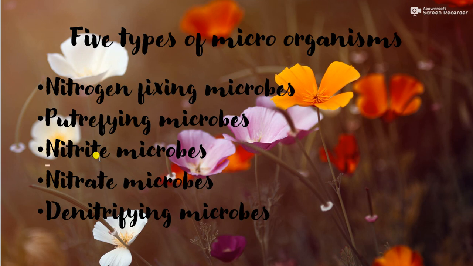And the next kind is nitrate microbes, which produce nitrate out of nitrite. So these are the nitrate producing microbes. The best examples for these nitrate microbes are Nitrobacter and Nitrococcus. Now you can check that Nitrococcus.